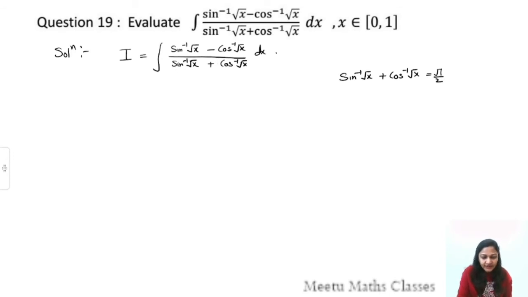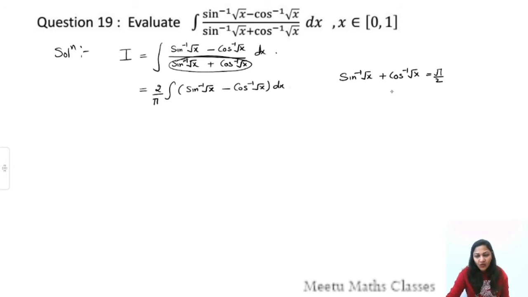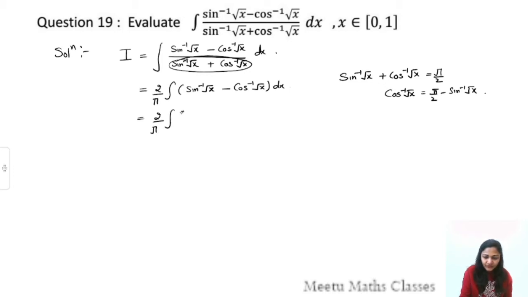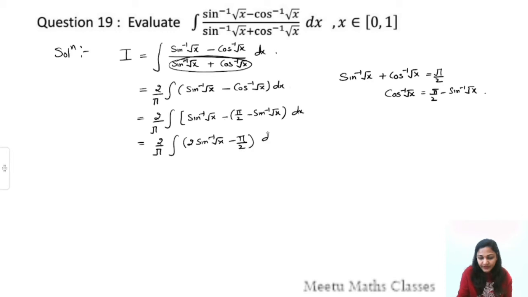So your denominator can be replaced with pi by 2. So you can write it as 2 by pi integral of sin inverse root x minus cos inverse root x dx. Now we can replace cos inverse root x with pi by 2 minus sin inverse root x. So replace cos inverse root x by pi by 2 minus sin inverse root x. So it will become 2 by pi integral of sin inverse root x plus sin inverse root x, which is 2 sin inverse root x minus pi by 2 dx.